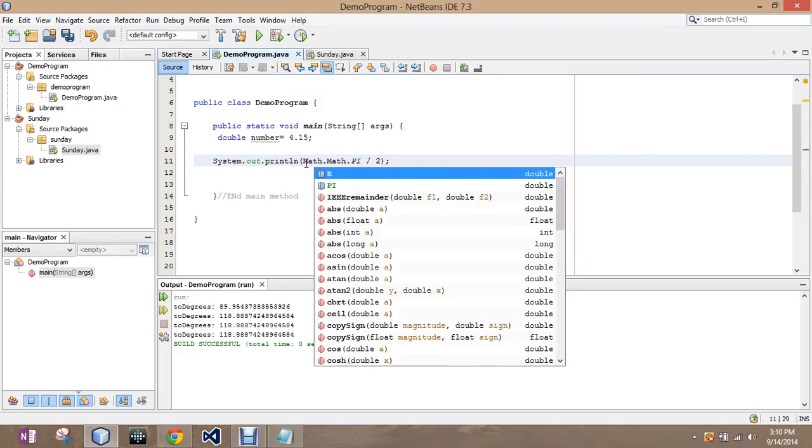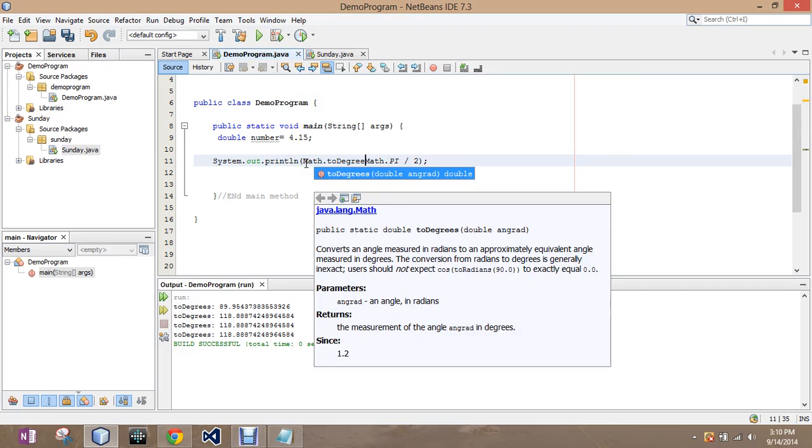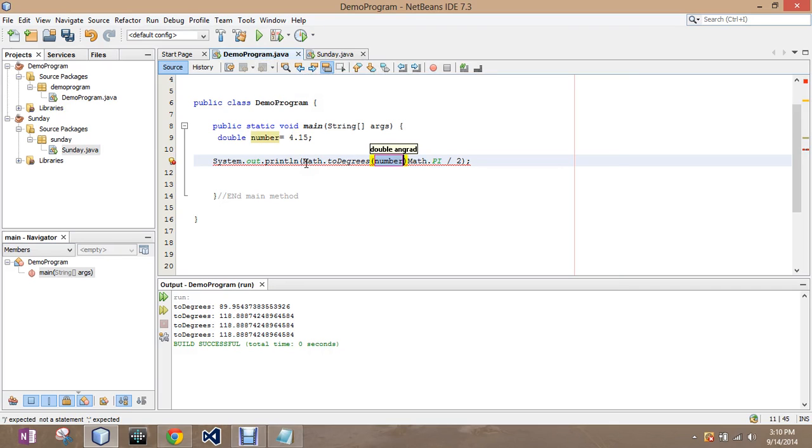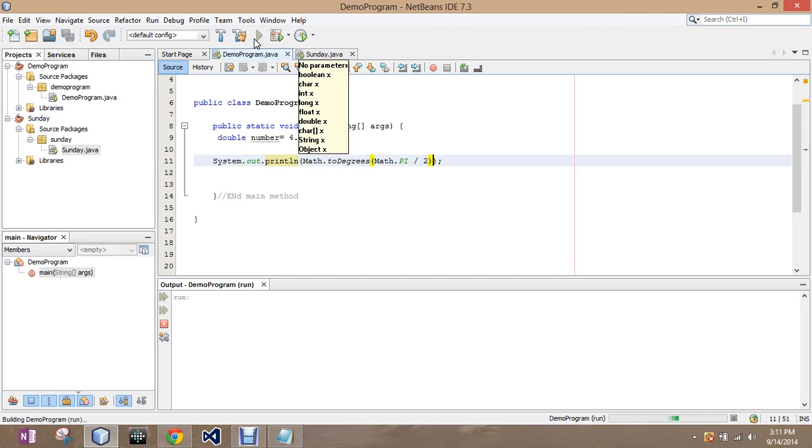So Math.toDegrees, that's T-O, and then we just have to put the parentheses around Math.PI divided by 2. And that gives us the 90 degree angle. So Math.toDegrees in parentheses, Math.PI to give us the 3.14, the complete number, divided by 2.